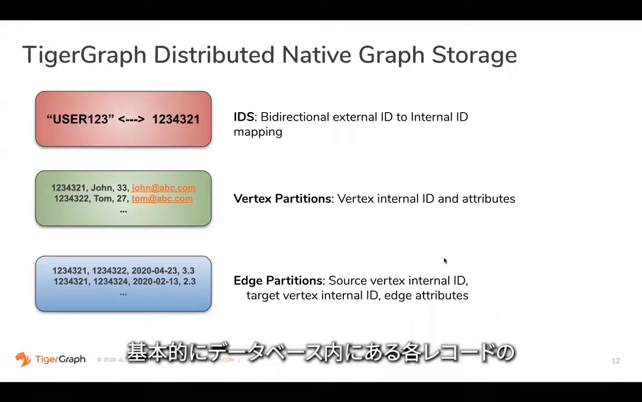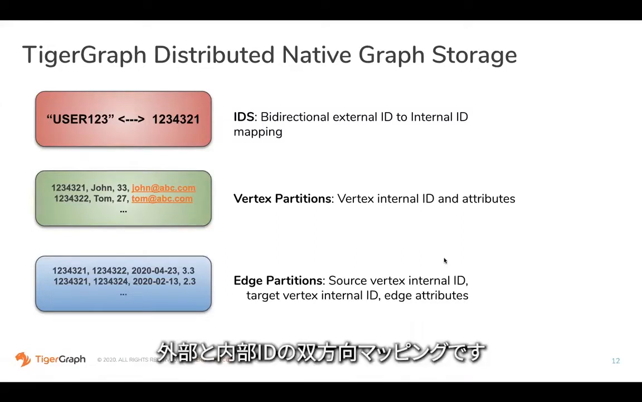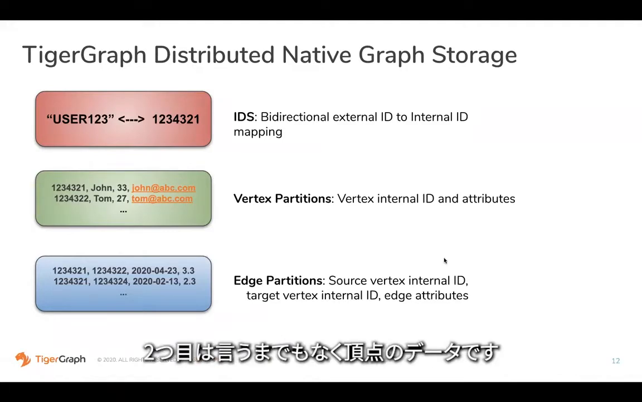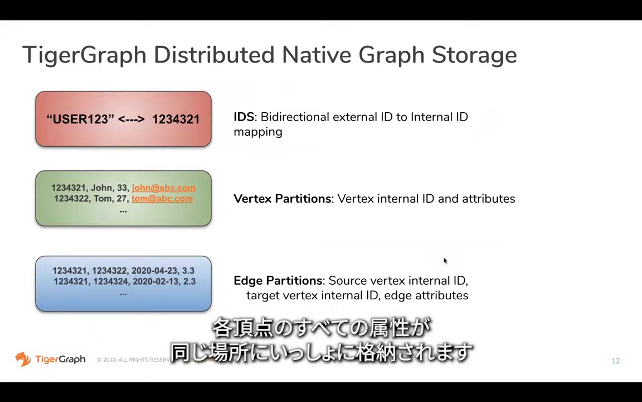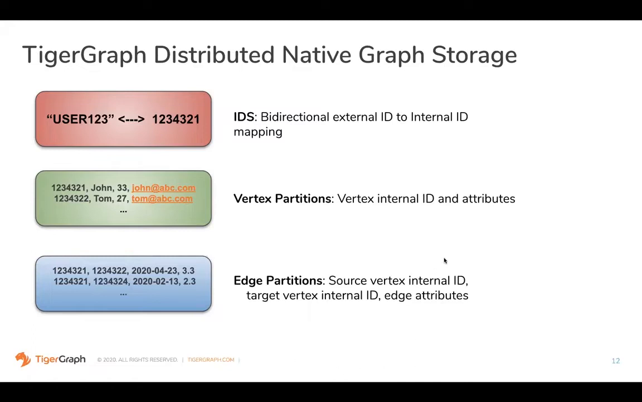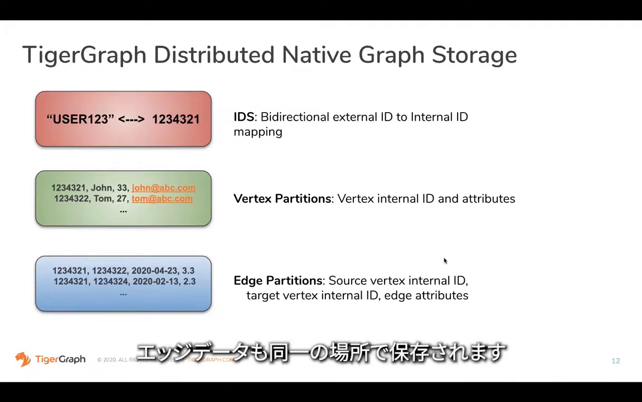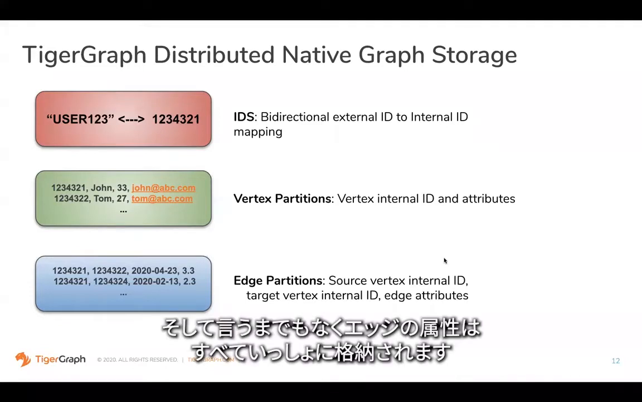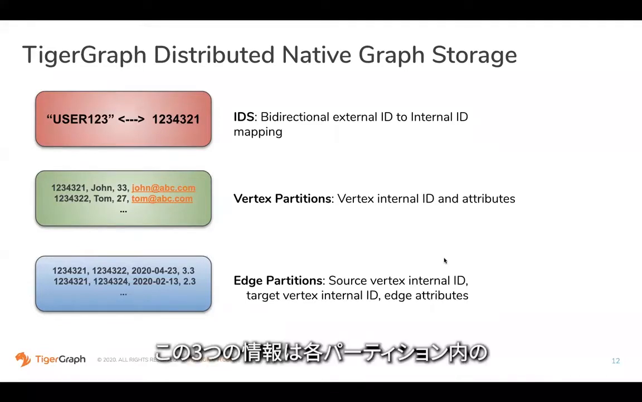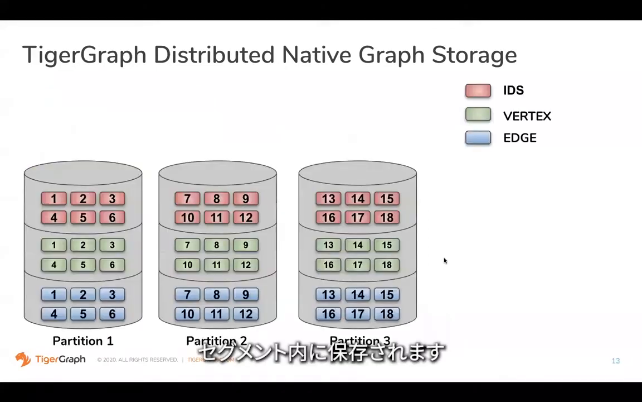First is the IDs, which is basically the bidirectional mapping between external and internal ID of each record in the database. The second is obviously the vertex data. As you store vertex partition data, all of the attributes for each vertex are stored alongside in the same location, so they're co-located. And the edge data is also stored co-located, and edge data is basically partitioned by source and target internal ID keys. And then obviously all of the attributes of the edge are also stored together. So these three pieces of information are stored in segments inside each partition.